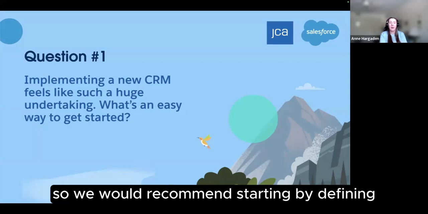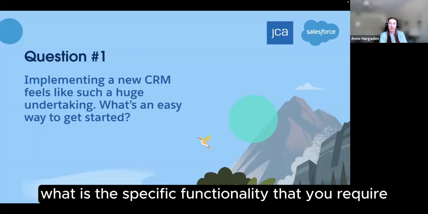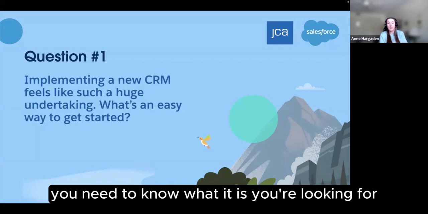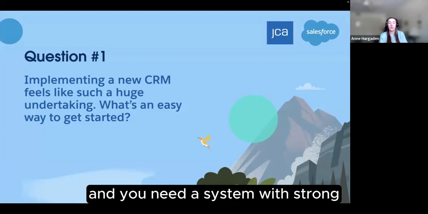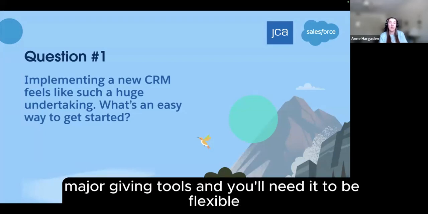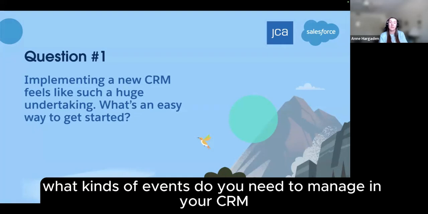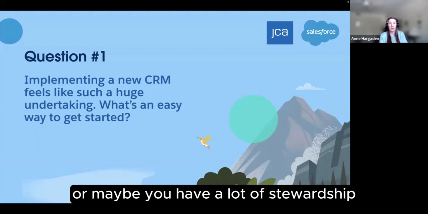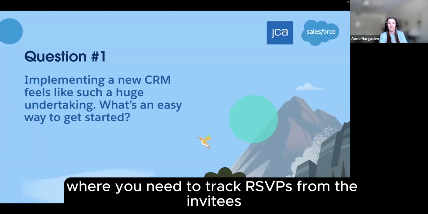So we would recommend starting by defining what it is you need in a new CRM. What is the specific functionality that you require? If you're going to purchase anything, you need to know what it is you're looking for. So maybe you're preparing for a capital campaign and you need a system with strong major giving tools, and you'll need it to be flexible in how it manages pledges. Do you need membership functionality? What kinds of events do you need to manage in your CRM? Do you host galas and other fundraising events that have tickets? Or maybe you have a lot of stewardship events that are complimentary where you need to track RSVPs from the invitees.